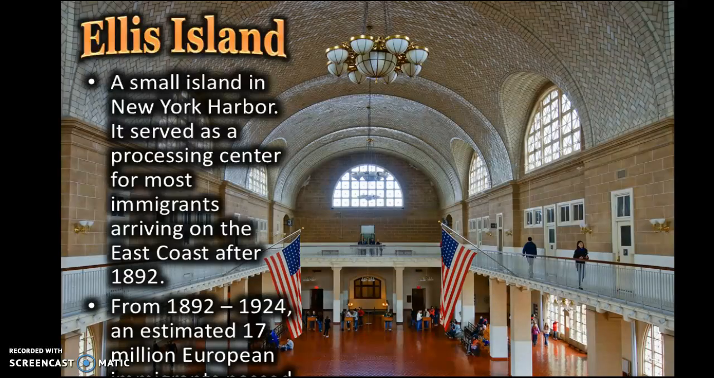So, like I said, Ellis Island was where all of these immigrants came in, at least the immigrants that were coming from Europe. So if you were a European immigrant, you were coming into Ellis Island. You may have seen it if you ever have driven into New York City. It is where the Statue of Liberty is. It's a small island in New York Harbor, and it served as the processing center for most immigrants after 1892. And from 1892 to 1924, about 17 million European immigrants passed through Ellis Island. So a lot of times, if you have European ancestors, they came through here. They were processed through here.